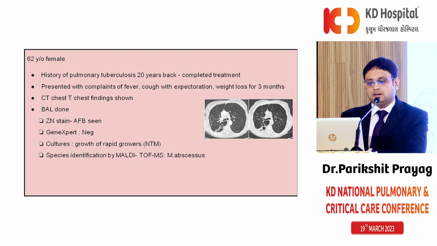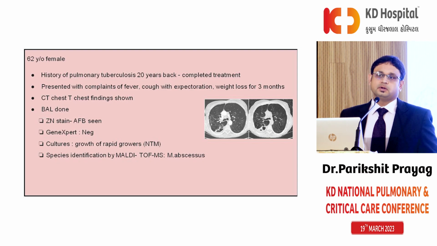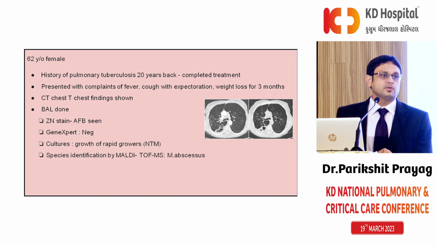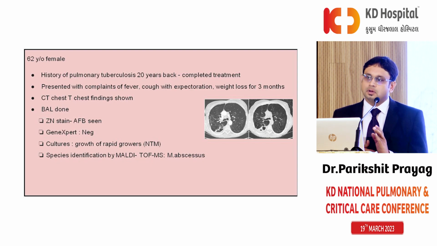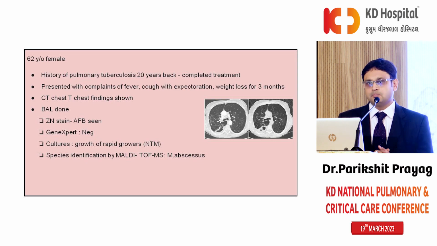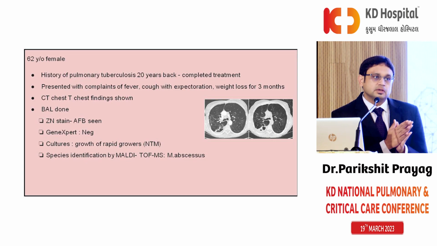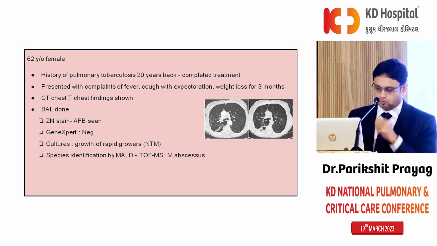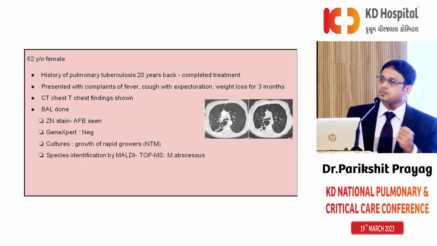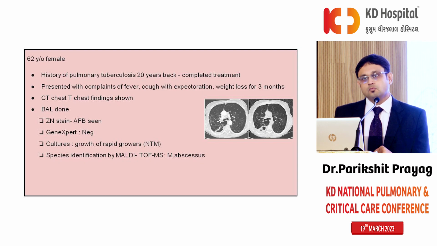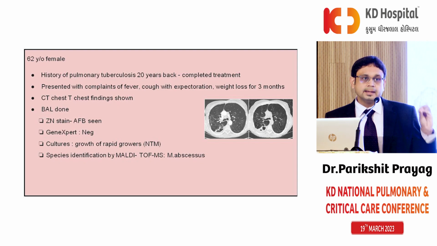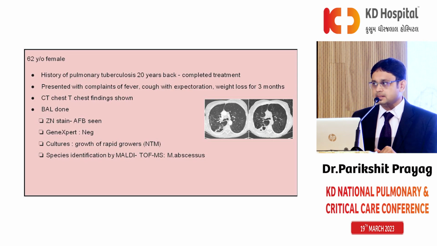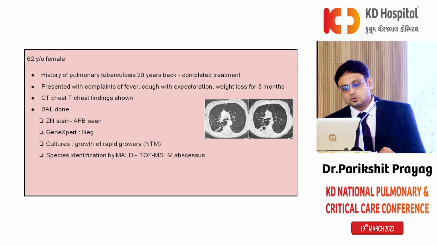Now BAL is done, and again AFB is seen with GeneXpert negative. Again concerning, because this patient has a predisposing factor. Usually when you have NTM in respiratory samples, you need to ask yourself, does this patient satisfy the clinical and radiographic criteria? If yes, then go to the microbiological criteria. For NTMs, you want them to grow in BAL or in biopsies. A single sputum growing NTM may not be entirely representative. So here it's a BAL.